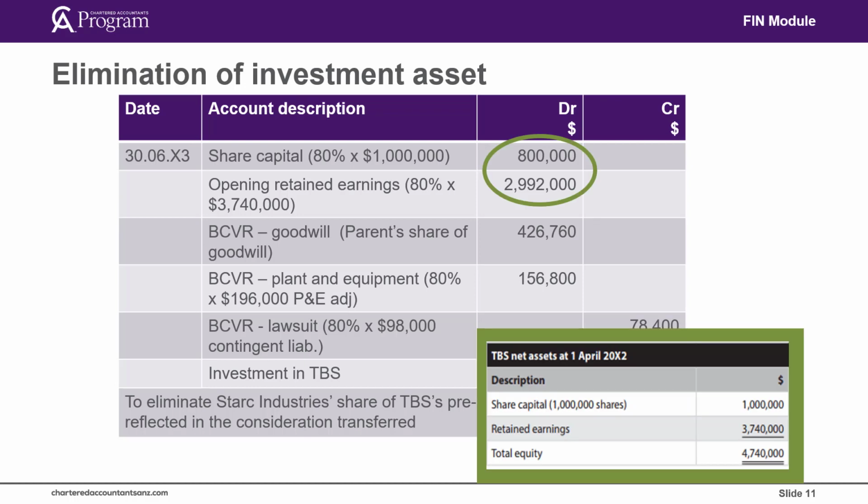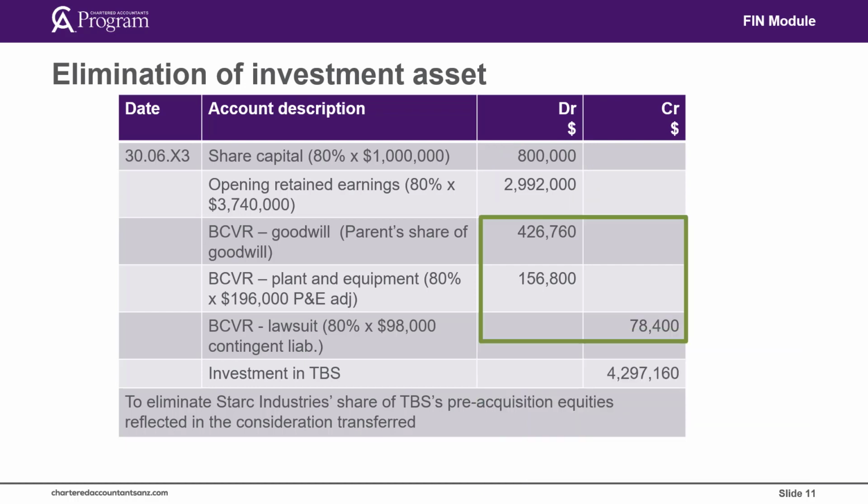Next, eliminate the share capital and pre-acquisition profits that Stark acquired at the acquisition date. Stark purchased 80% of TBS's share capital and retained earnings on 1 April 20X2, and we can see that in the pop-up there from the facts in the question. We debit share capital $800,000 and debit opening retained earnings $2,992,000 for the 80% that Stark acquired. Stark has not earned those profits, it acquired them, and that's why we're eliminating them.